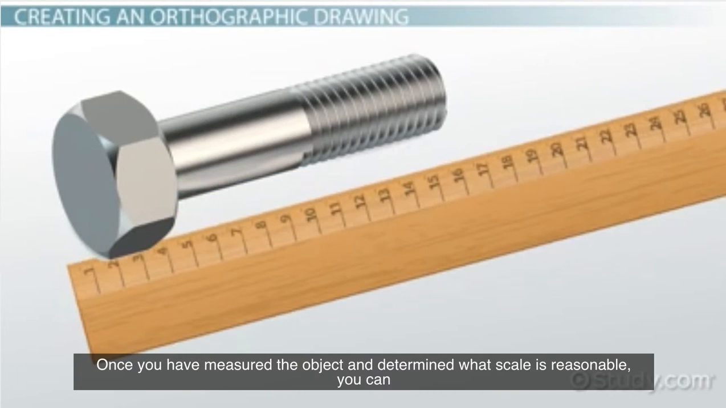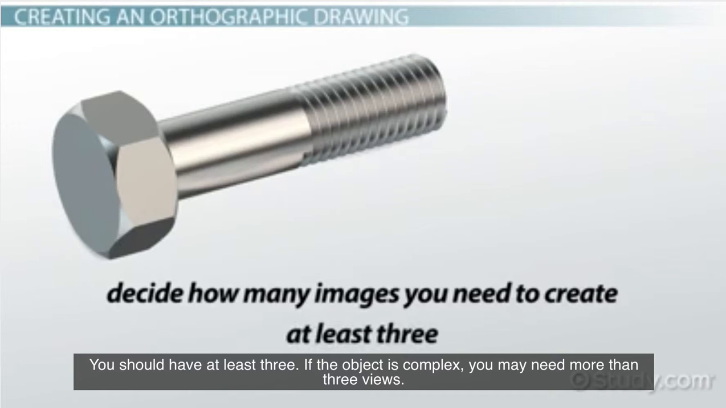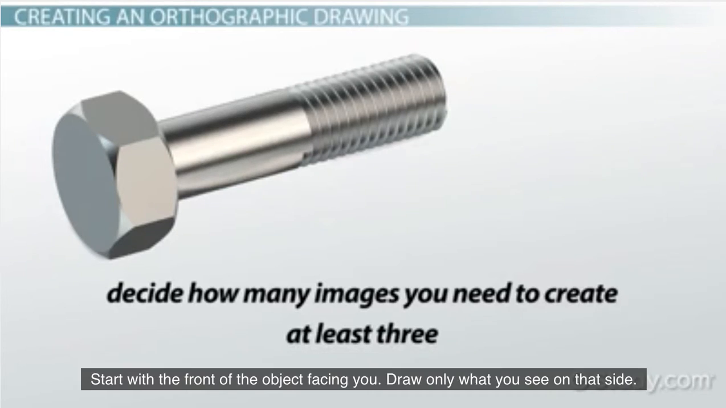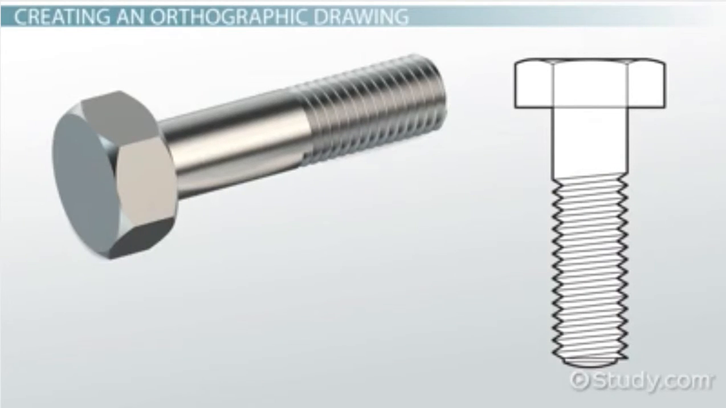Once you have measured the object and determined what scale is reasonable, you can decide how many images you need to create. You should have at least 3. If the object is complex, you may need more than 3 views. Start with the front of the object facing you. Draw only what you see on that side.